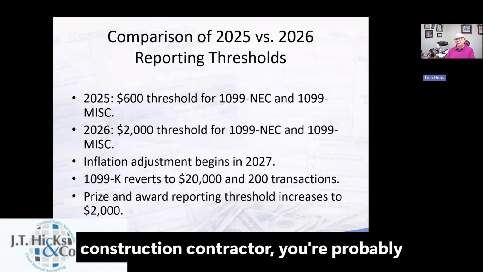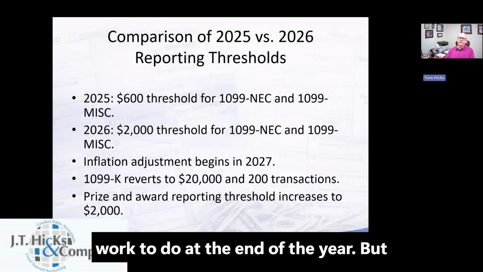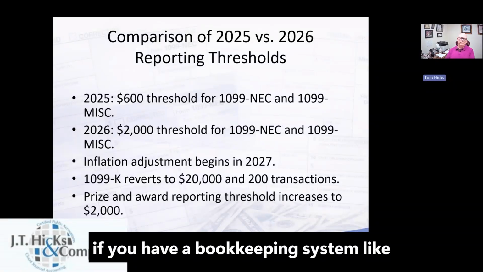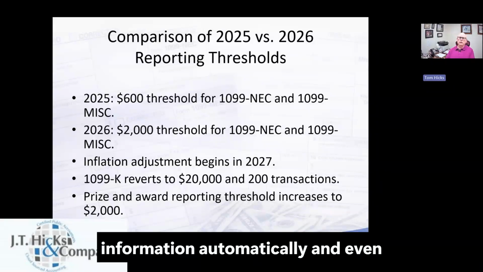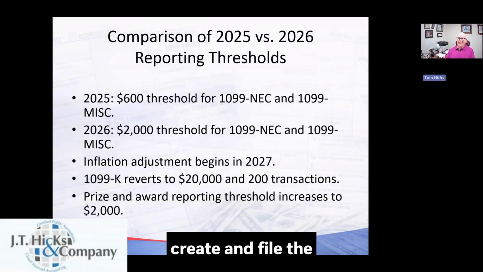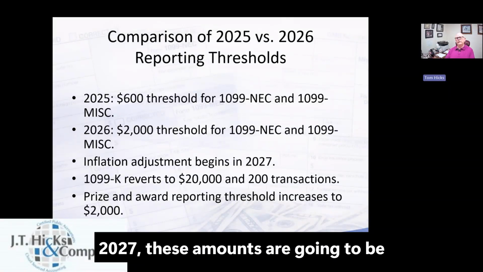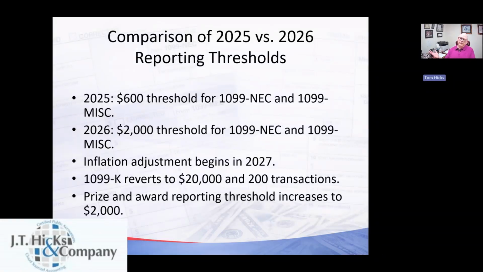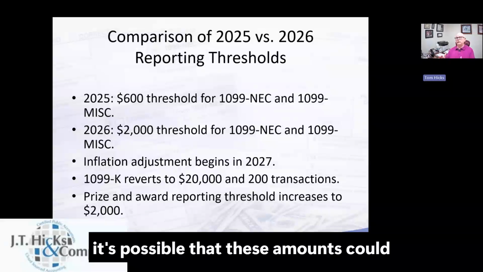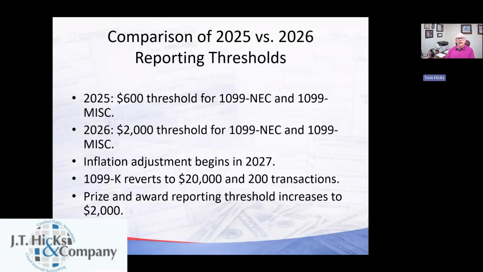If you're a construction contractor, you're probably already used to this, and it's a lot of work to do at the end of the year. But if you have a bookkeeping system like QuickBooks, you can capture this information automatically and even create and file the 1099 forms, whichever one is applicable. Starting in 2027, these amounts are going to be indexed for inflation, so it's possible that these amounts could start going up depending on what's going on with inflation.